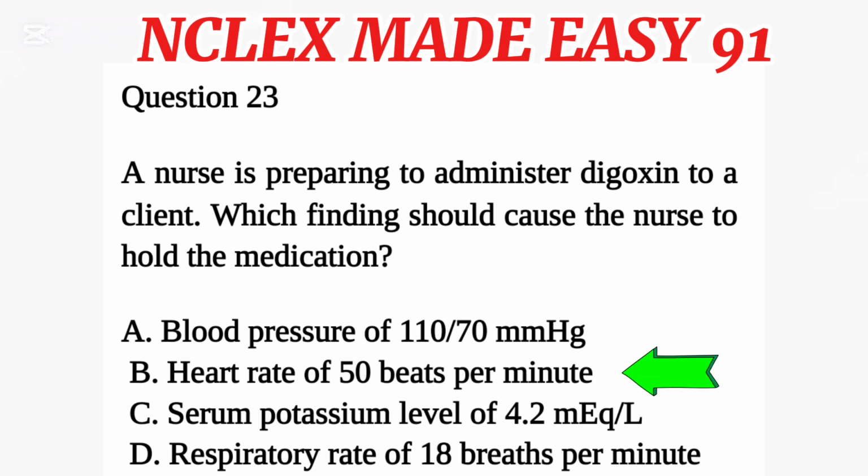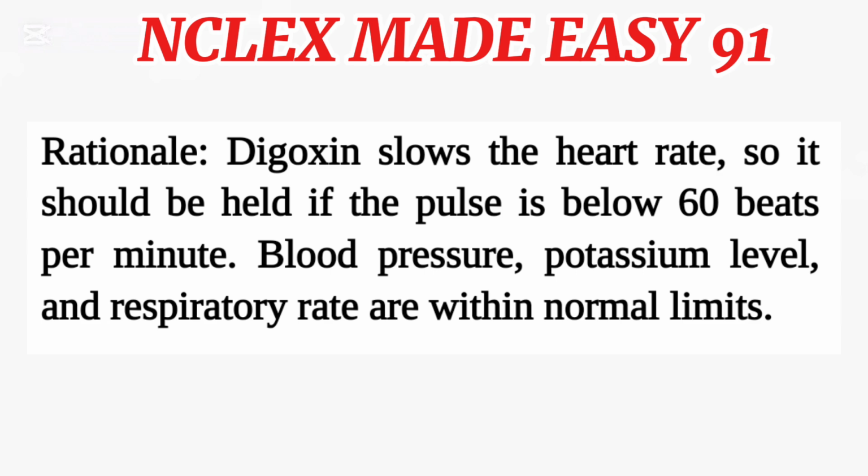Answer B. Heart rate of 50 beats per minute. Rationale. Digoxin slows the heart rate, so it should be held if the pulse is below 60 beats per minute. Blood pressure, potassium level, and respiratory rate are within normal limits.